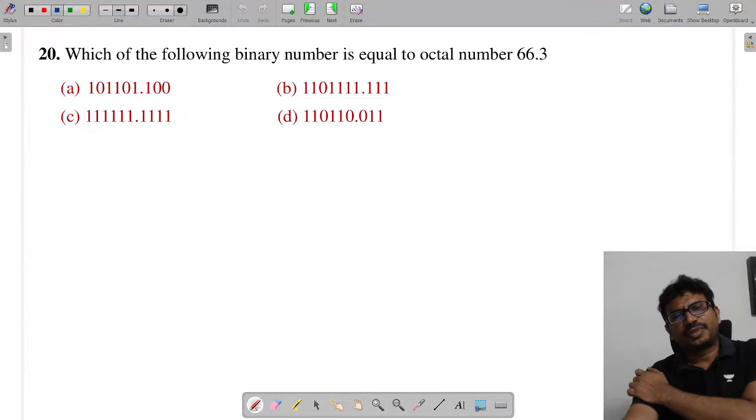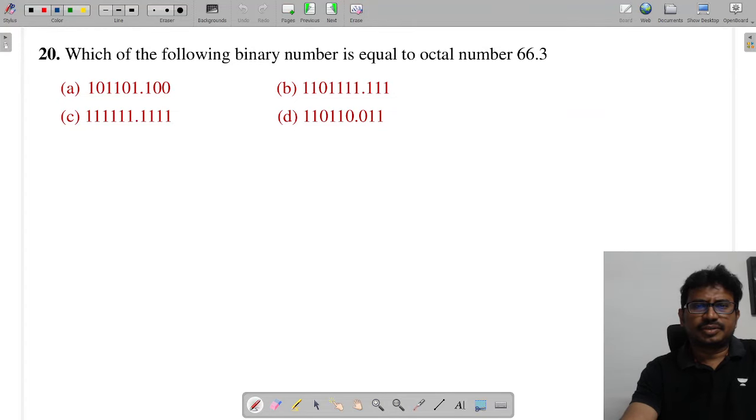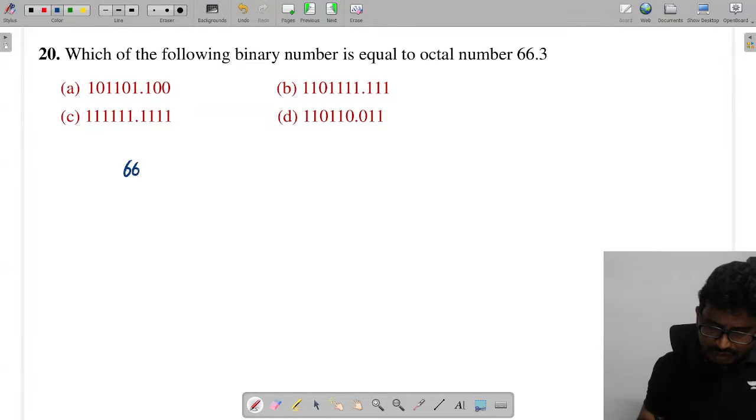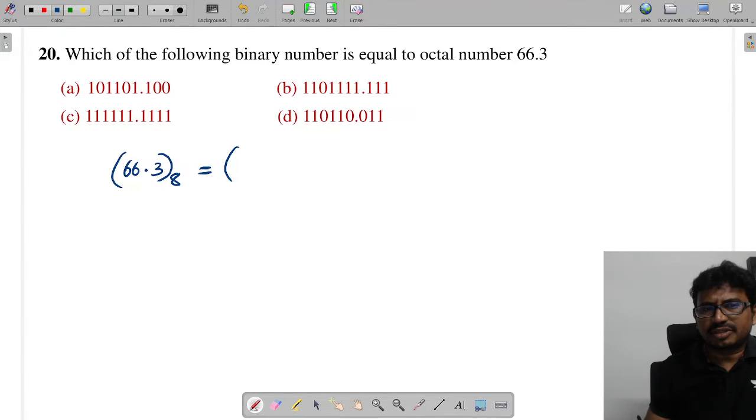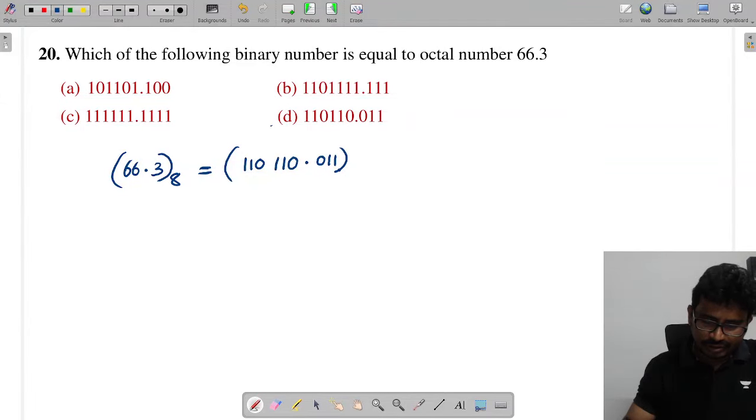Which of the following binary numbers is equal to the octal number 66.3? So we can do verification, or you can convert it. They have given 66.3 in octal form and we need the binary form. So what can I do here? Repeat in groups of three. So this is 110 110, point, and 3 means 011. So check the option here, option D.